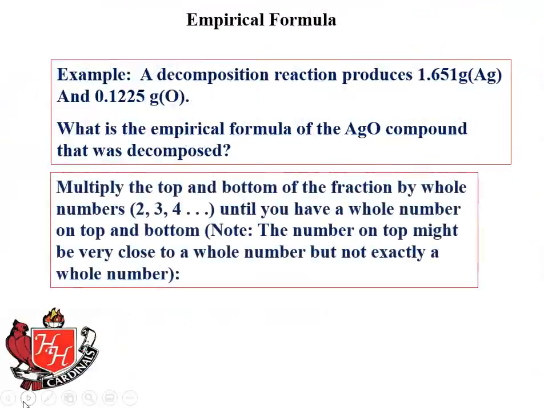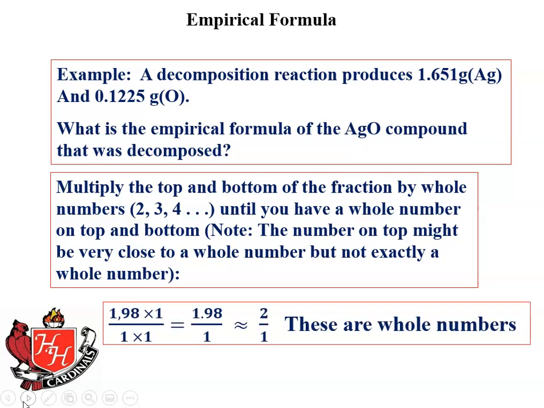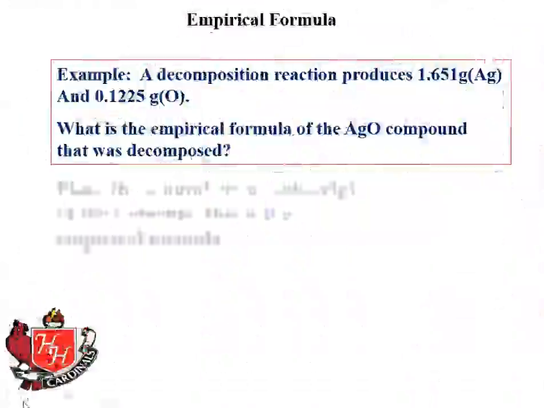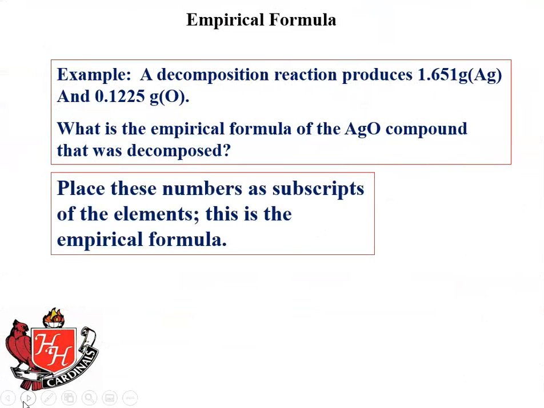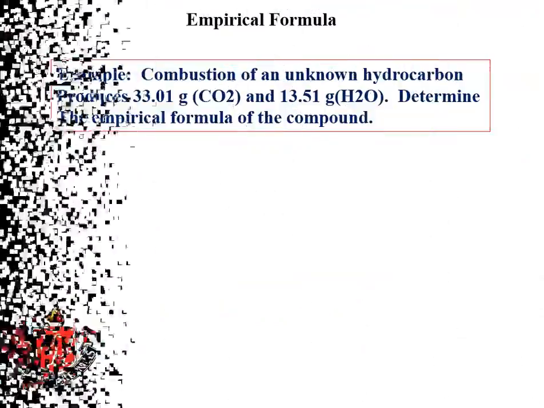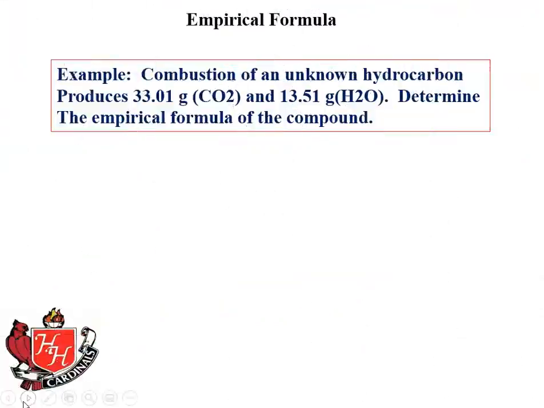So now you multiply top and bottom of the fraction by whole numbers until you have a whole number on the top and the bottom. Well, in this case, if we're going to round 1.98 up to 2, we really don't need to do that. We end up with a 2-to-1 ratio. Those are both whole numbers. So you place these numbers as the subscripts of the elements. This is the empirical formula, and that would be Ag2O. Okay, so that's just another simple example. Let's do another. And please put all of these examples into your spiral notebook.